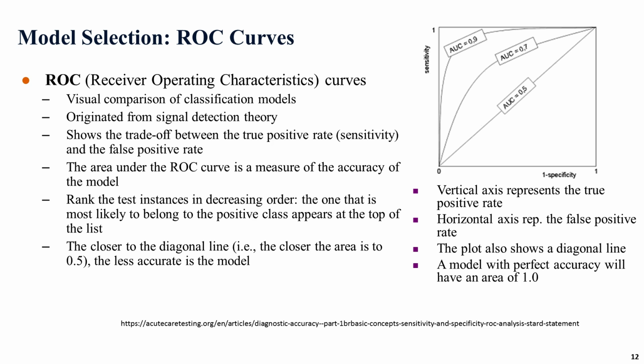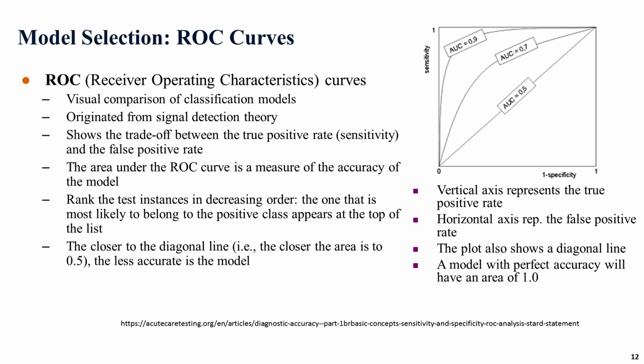ROC curve. ROC stands for receiver operating characteristics. Basically, it is for visual comparison of classification models. It originated from signal detection theory. It shows the trade-off between the true positive rate, or sensitivity, and the false positive rate.